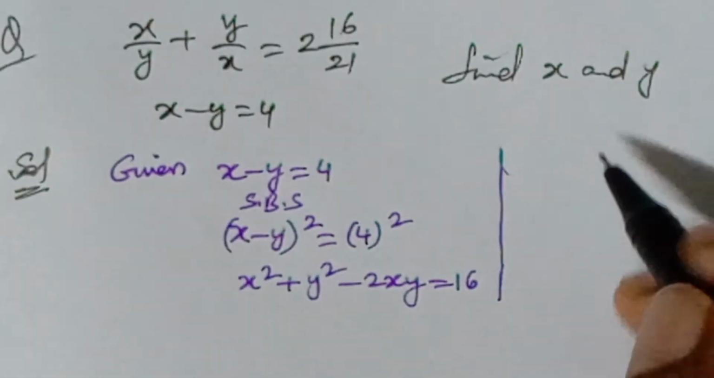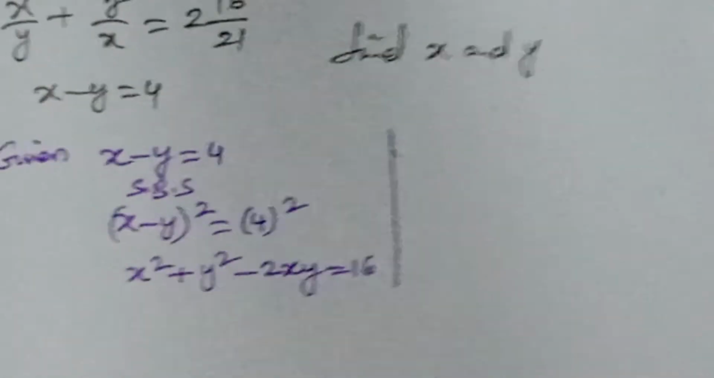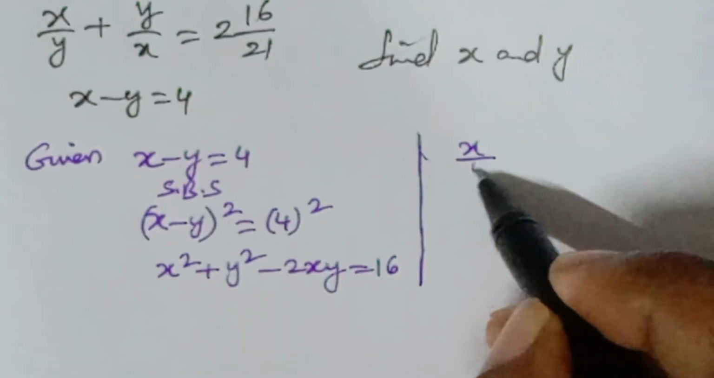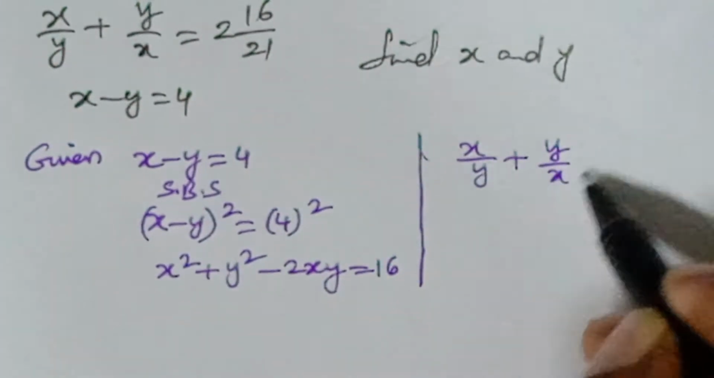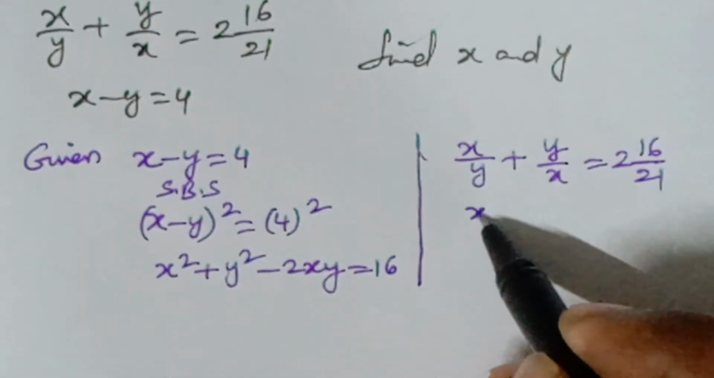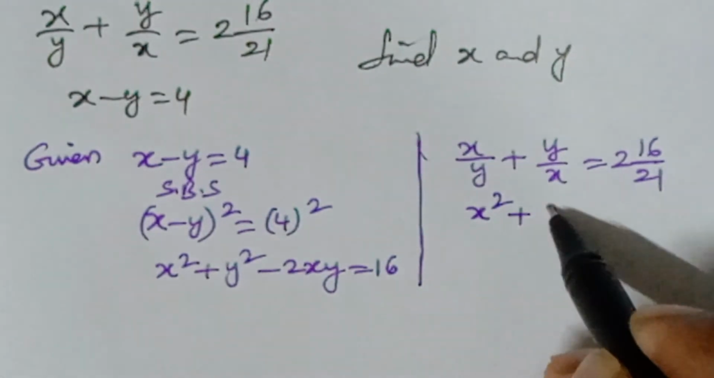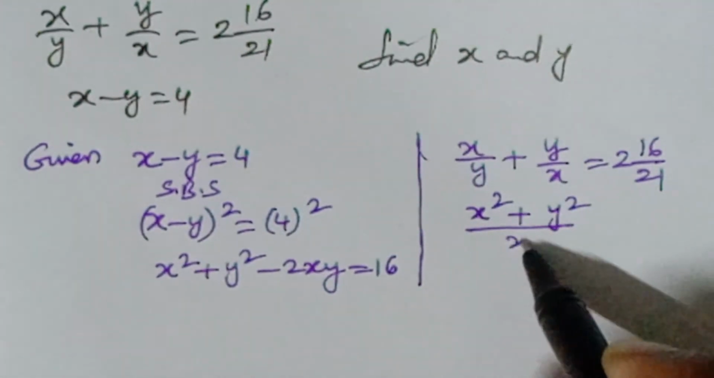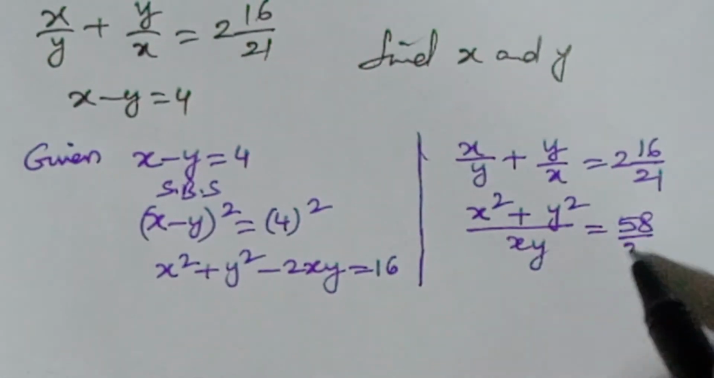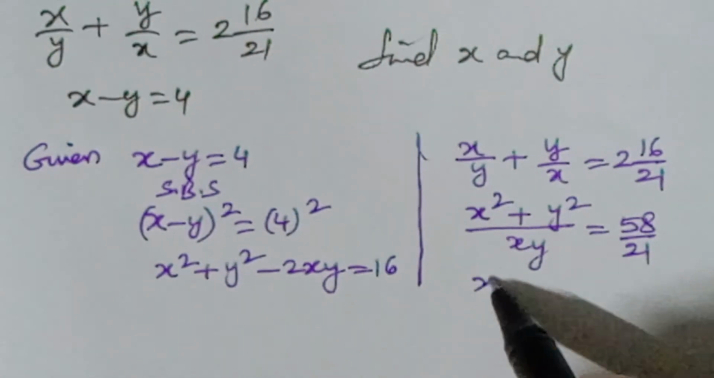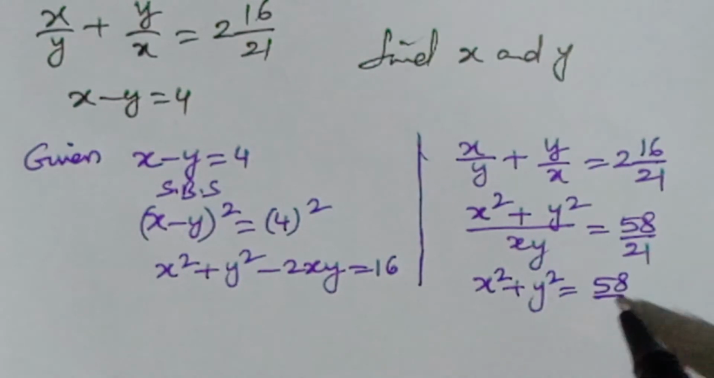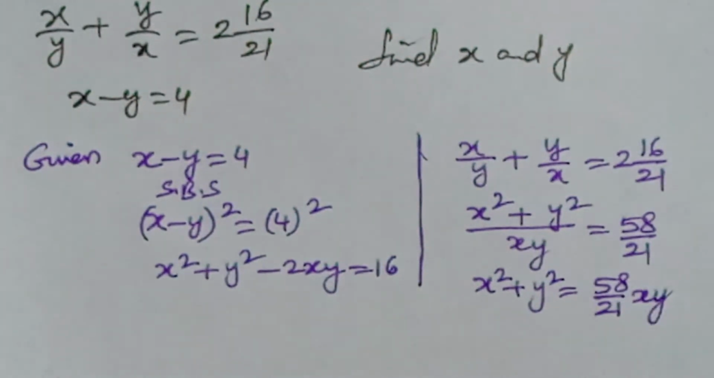Now if you take the second equation, what you are having is x/y + y/x is equal to 2 16/21. So taking LCM, (x² + y²)/xy is equal to 58/21. Now here x² + y² is equal to 58/21 xy.